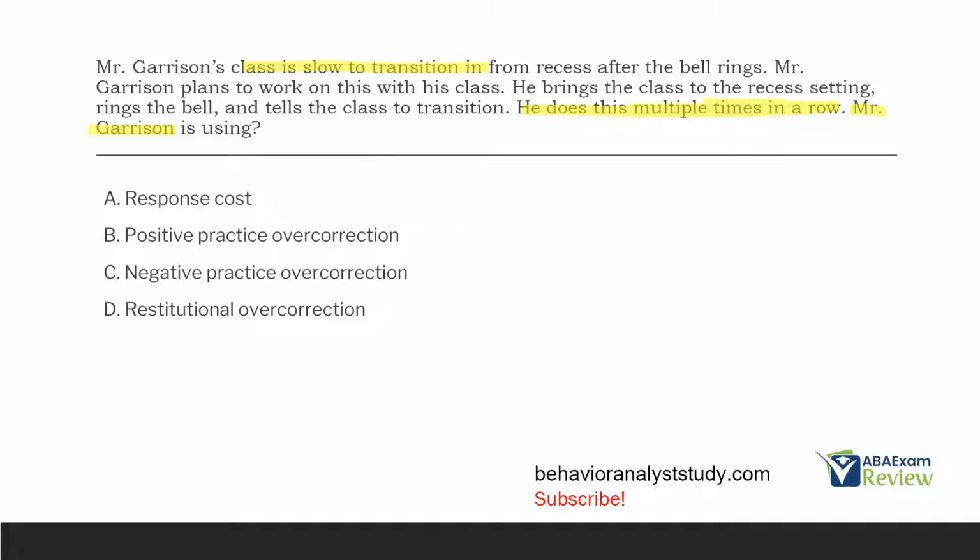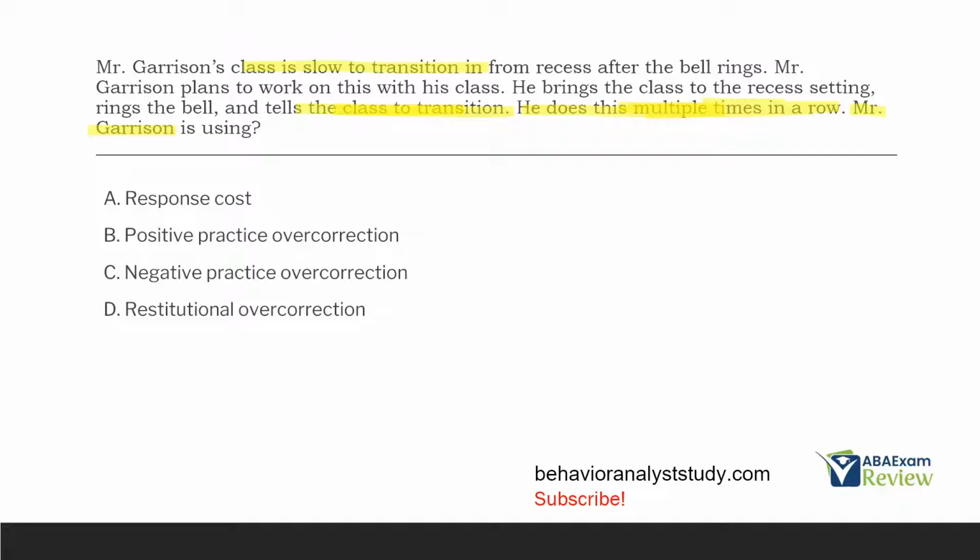So what does he do? Well, he has the class transition over and over and over again. What does that sound like to you? Okay, sounds like an overcorrection procedure to me. So what type? Well, we know it's not A, response cost, because with response cost, we're removing an earned positive reinforcer. So we're looking at one of our overcorrections. What about B, positive practice overcorrection? Sure, with positive practice, we're engaging in the right target behavior, the behavior we want to see, over and over again. Mr. Garrison has the class transition multiple times in a row to try and get it right. So B looks like our answer.